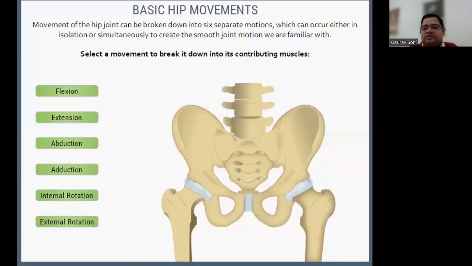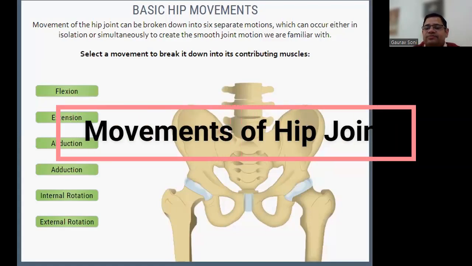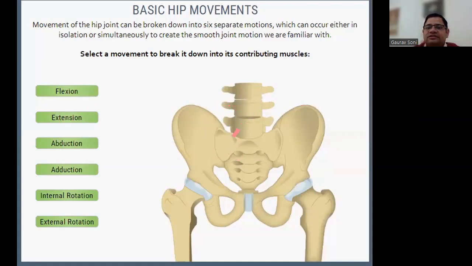Good morning, friends. Today we are going to talk about the movements of the hip. In the hip joint, you can understand that there will be six separate movements, which can either occur in isolation or simultaneously to create a smooth joint motion we are familiar with.